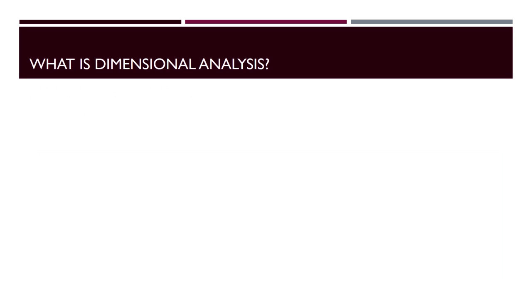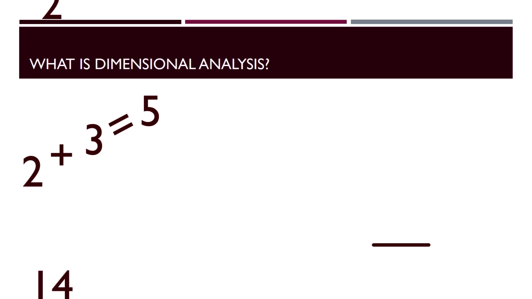Okay, so what is dimensional analysis? Well, like I said before, it's a fancy way of saying chemistry math. Well, what do I mean by that? In math class, we learn to do operations on numbers. We know that 2 plus 3 is 5 and that 14 divided by 2 is 7.